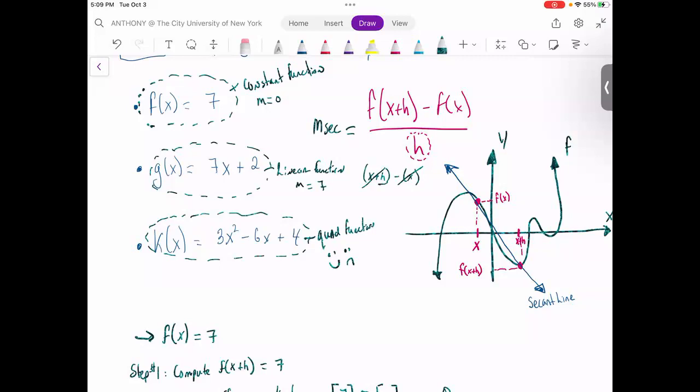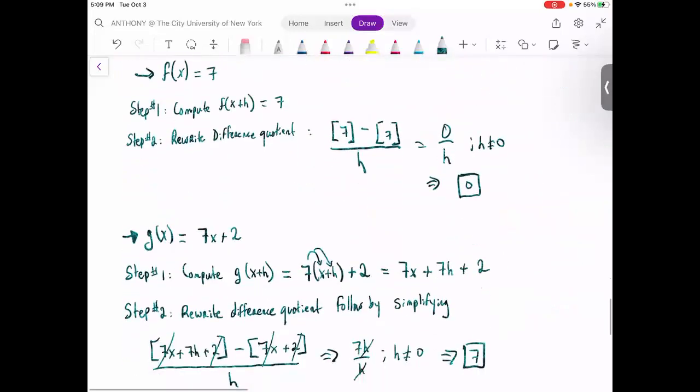So if you ever had to do the difference quotient for a linear function, you can always figure out that, okay, whatever my slope is, that's going to be the answer. I just have to show it. How do I show it? It's exactly what we did in the first 2 examples.